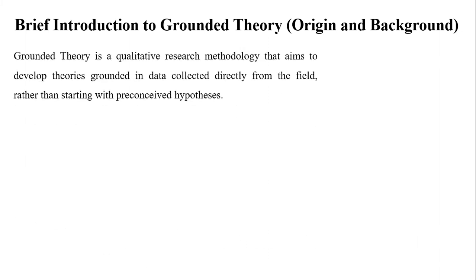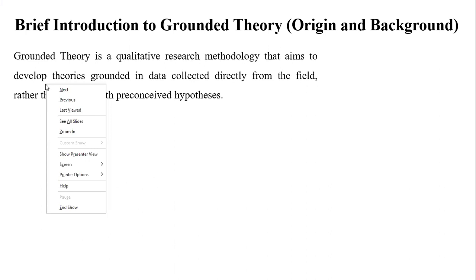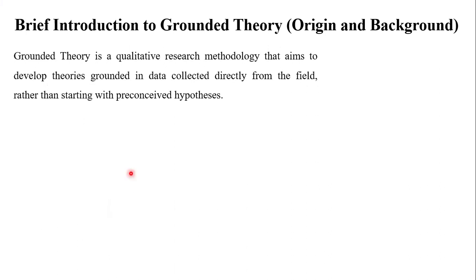What it is, and what is the origin and background of this theory. Grounded theory is basically a qualitative research methodology that aims to develop theories grounded in data collected directly from the field rather than starting with a preconceived hypothesis. So it means that we don't have some hypothesis, we don't have some theory. We collect data and we generate the hypothesis and theory through the grounded theory process.